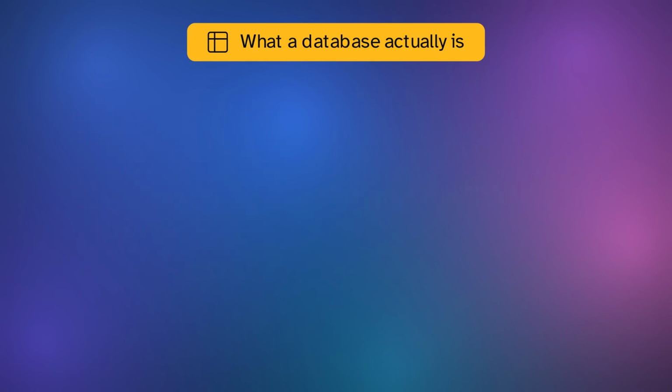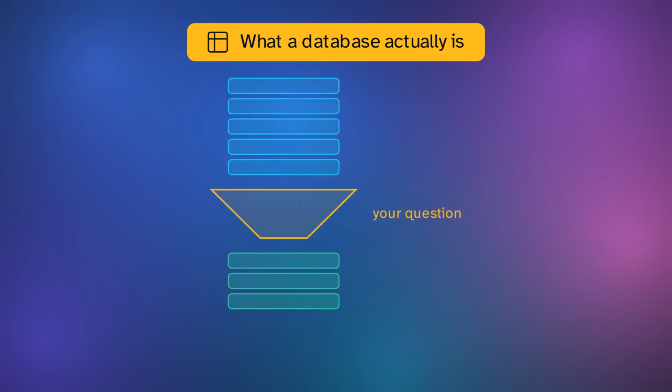Now here is the picture I want you to keep for the whole video. A table is a grid of rows. A question is a sieve. Every row in the table goes into the top of the sieve. Some rows fall through and come back to you, the rest do not. That is it. Rows go in, rows come out. Hold on to that because it explains almost everything that confuses people later.